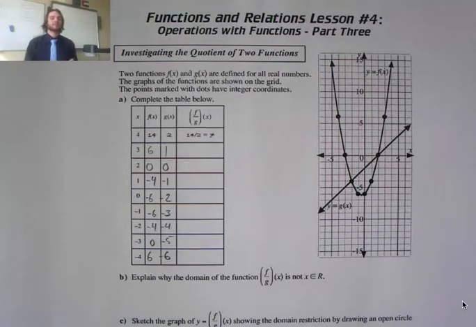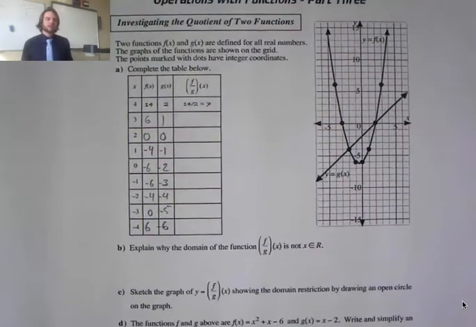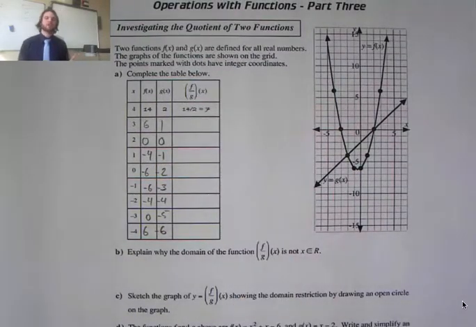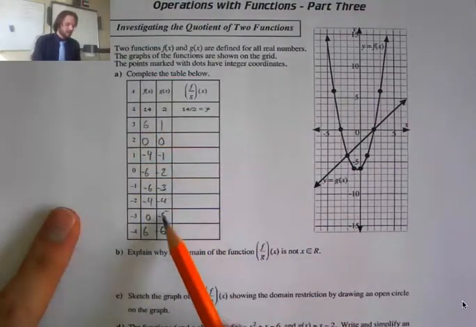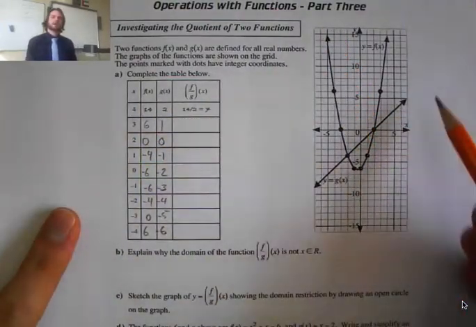In today's lesson, lesson 4 of functions and relations, we're going to be looking at the quotient of two functions. So we've already looked at the product, the sum, the difference, and now we're looking at the last one, the quotient. I was nice here for this exploration. I'm going to start you off on it, then I expect you to finish it. I did all the points ahead of time to save you some time.